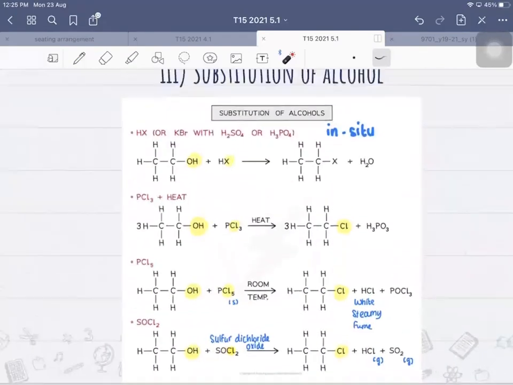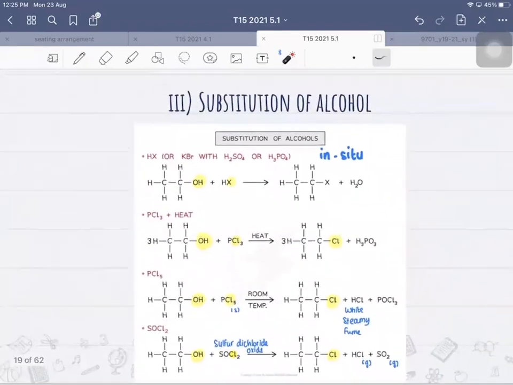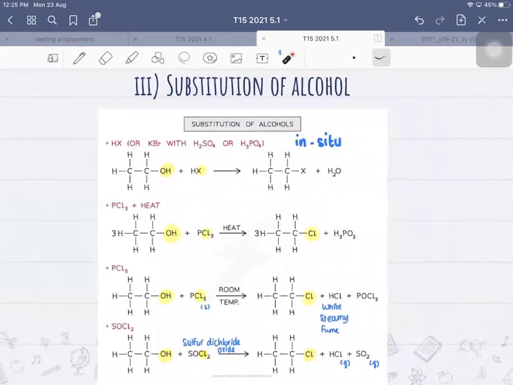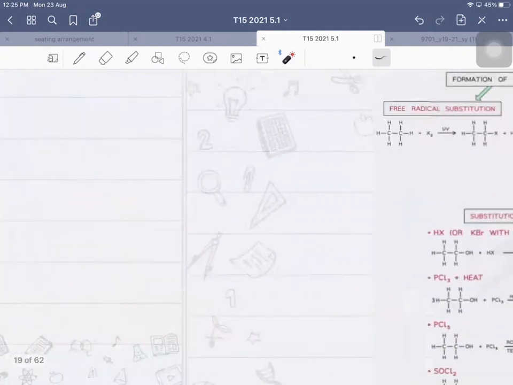Okay, so this is something new for you. You have to memorize the reagents. You have to memorize the conditions. The side products, yes, sometimes you have to memorize them too, especially if they want to ask you to write down the balanced equation. All right. Okay, moving on to the next one.